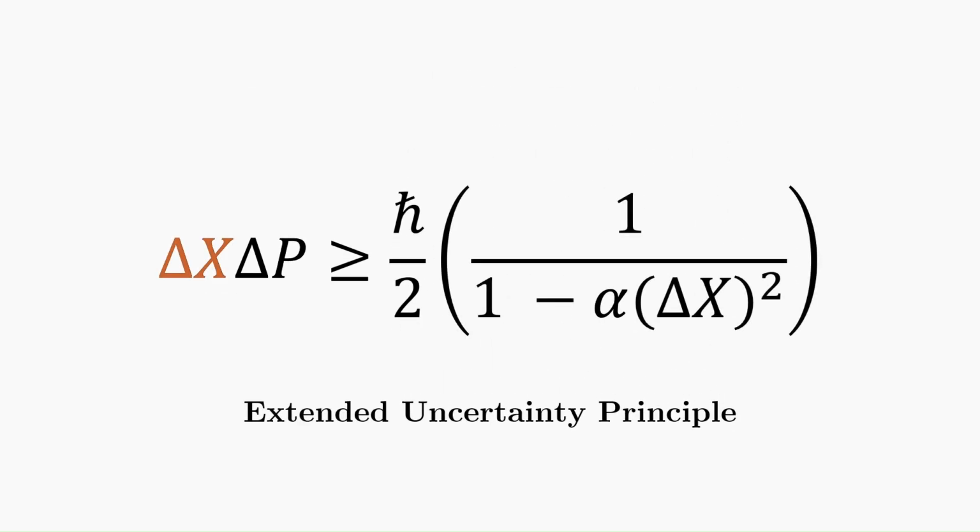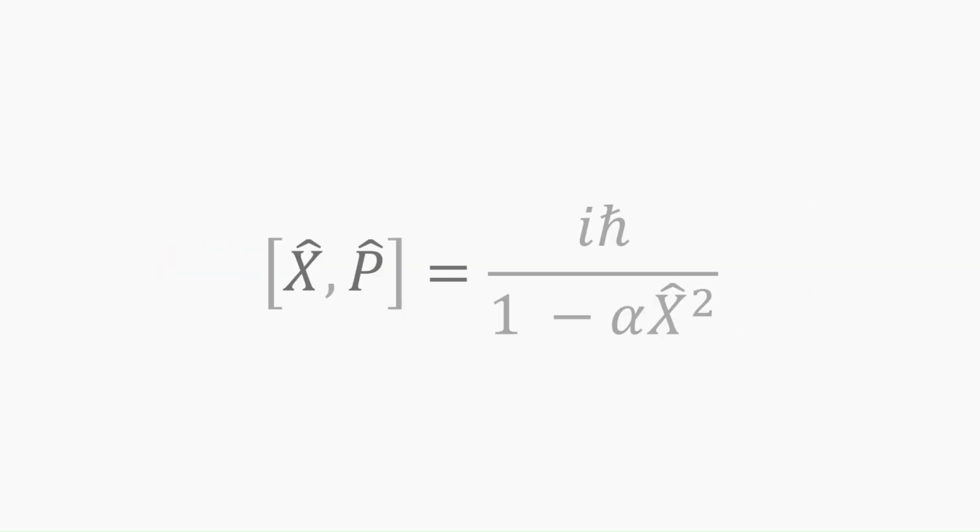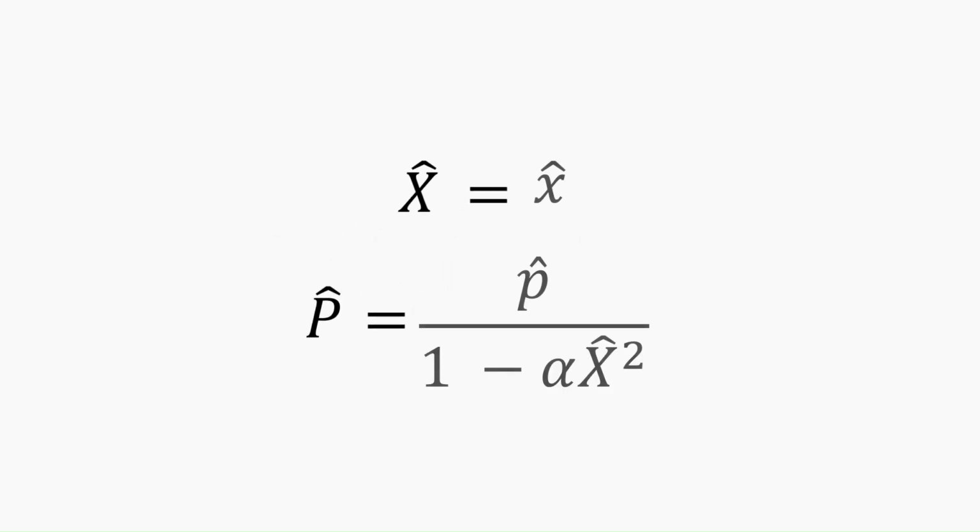Here, delta x is the standard deviation of the modified position, delta p is the standard deviation of the modified momentum, and alpha is a parameter where the effects of the extended uncertainty principle are manifested. The question then remains as to how the presence of a maximum length affects the dynamics of a particle in one-dimensional systems. For quantum systems, we consider the commutation relation given by this equation, where the deformed phase space operators are then given by these two equations.